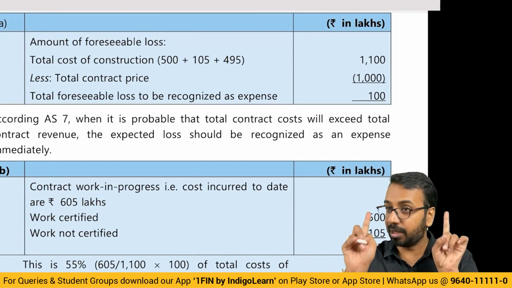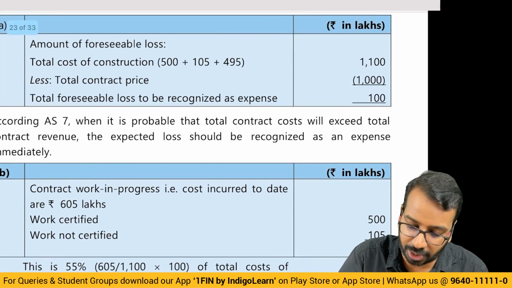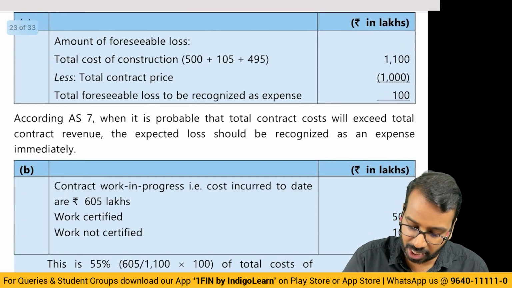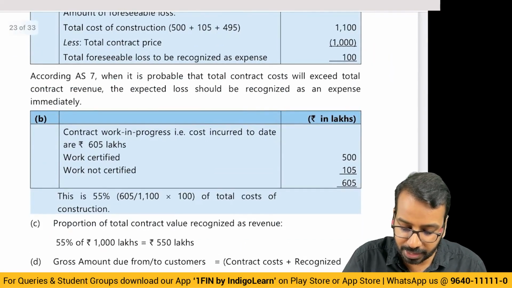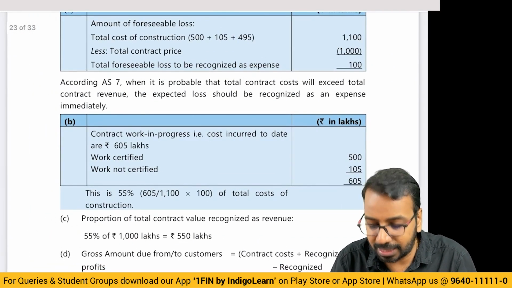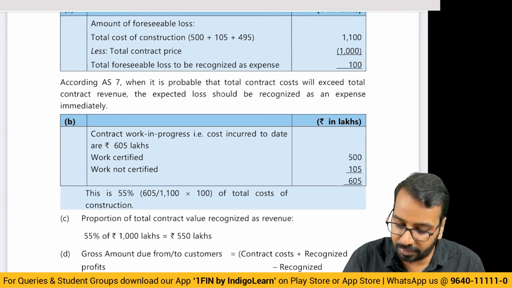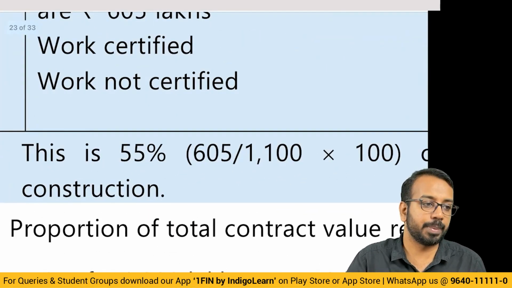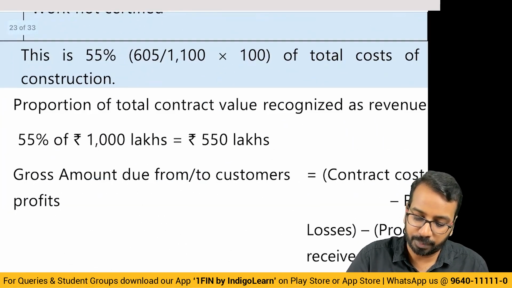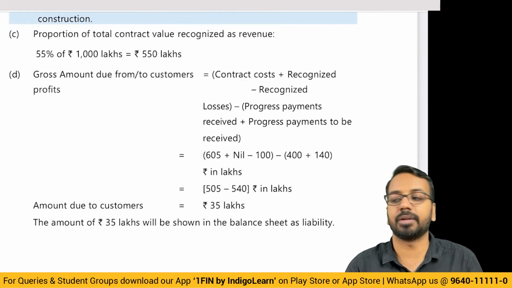Finally, what the examiner is looking for in your answer is: did you calculate 605? Did you calculate 1100? Did you calculate percentage? Now, they have said this is 55%. Don't do that. Say percentage completion is 605 divided by 1100, so it is 55%. The examiner is looking for this 55%, then this 550, and this particular amount of 35.